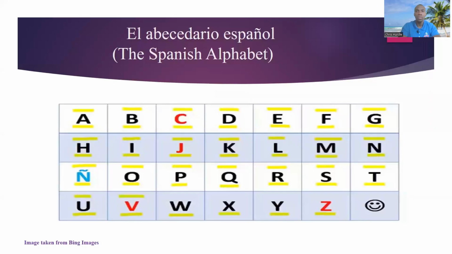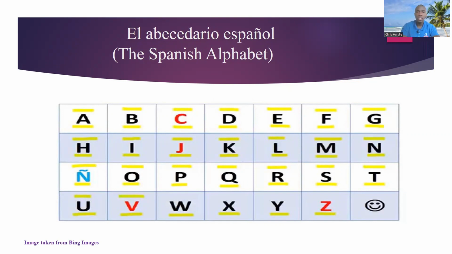All right, so the translation for the Spanish alphabet would be El Abecedario Español. And another word for alphabet is El Alfabeto. So El Alfabeto or El Abecedario both refer to alphabet. Doesn't matter which one you use.